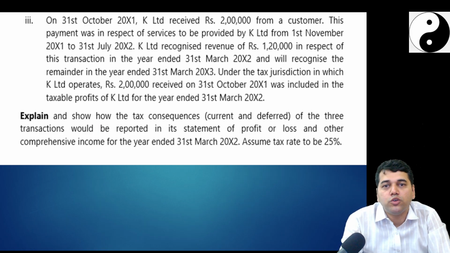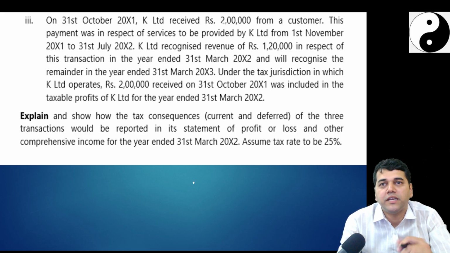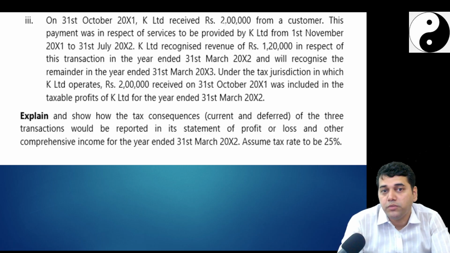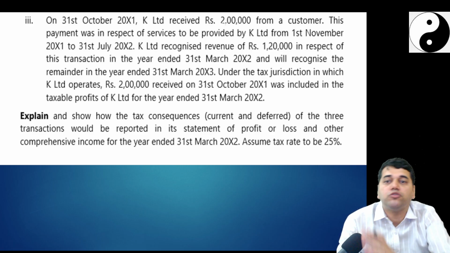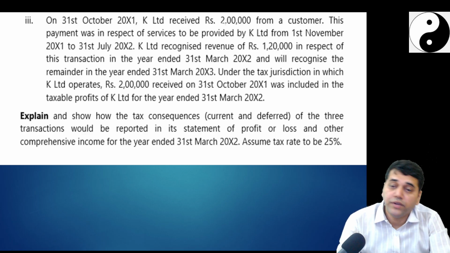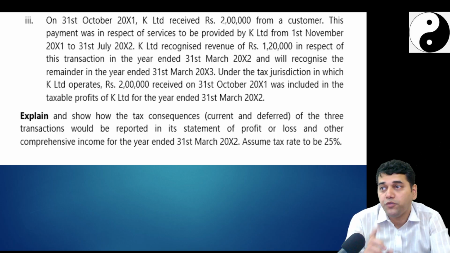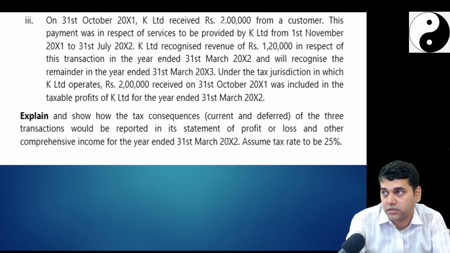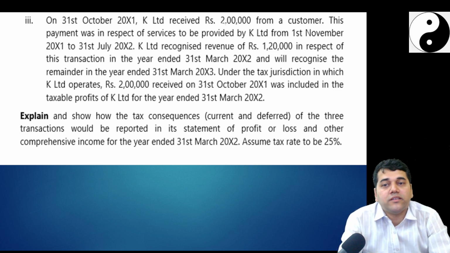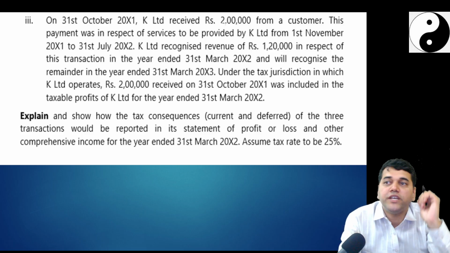Now they received 2 lakh rupees from a customer. Okay, one more thing. You pass one entry: bank account debit, customer advance credit. This payment is in respect of services to be provided from 1st November to 31st July. Now when did you receive it? 31st October. Ind AS 115 says that if you have not fulfilled the performance obligation, that means you have not delivered your promise, you cannot recognize it as revenue. So you have to treat it like a contract liability.